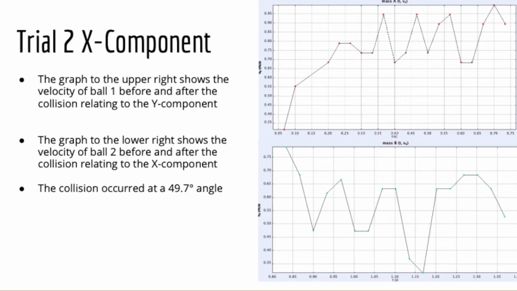The graph to the upper right shows the velocity of ball 1 before and after the collision relating to the x component. The graph to the lower right shows the velocity of ball 2 before and after the collision relating to the x component. This collision occurred at a 49.7 degree angle.